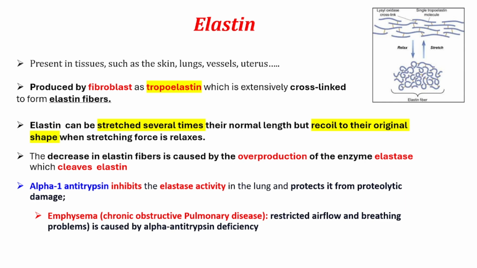There are, however, people who are suffering from a disease which is called emphysema, or we call it COPD, chronic obstructive pulmonary disease. These people are lacking alpha-1 antitrypsin. So these people lack elasticity in their lungs. That's why they have problems in the airflow, problems in breathing, because their lungs are lacking elasticity due to the degradation by elastase. Okay, is it clear?